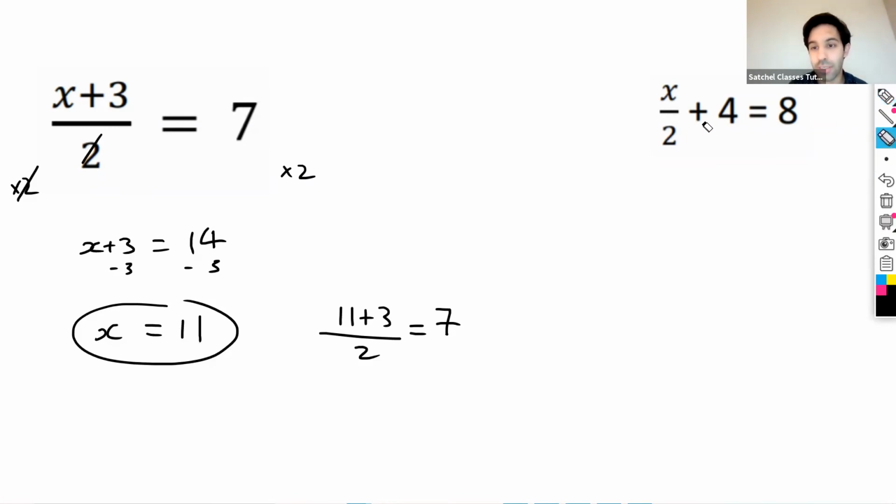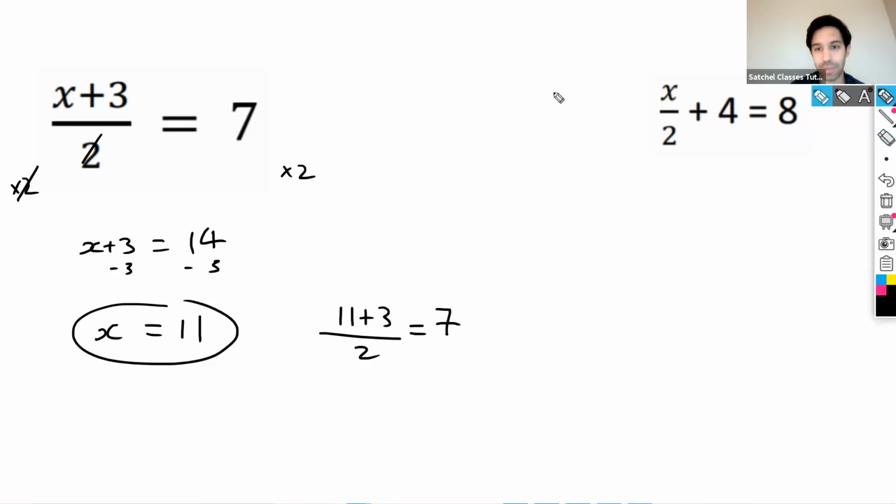And I've got this equation here just so you can see what the difference between this and this is. Here, because both x and plus 3 are being divided by 2, we need to get rid of this division first. Whereas here, because only x is being divided by 2, we need to get rid of the addition first.